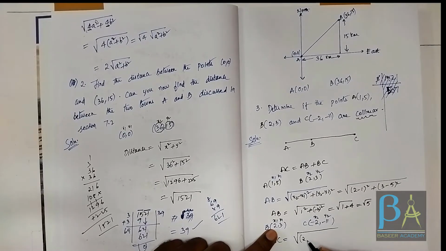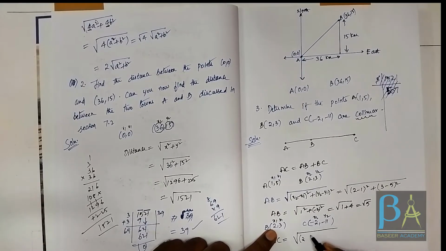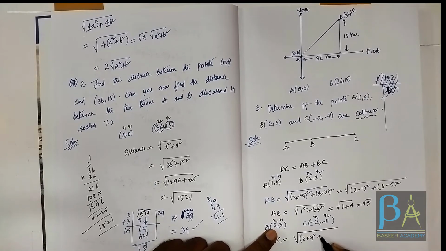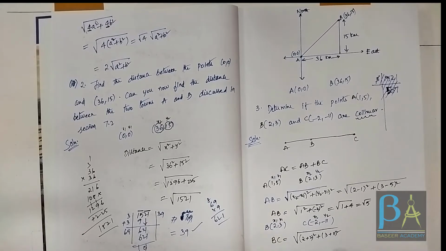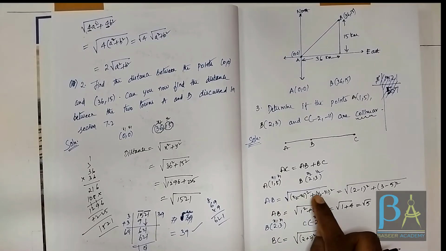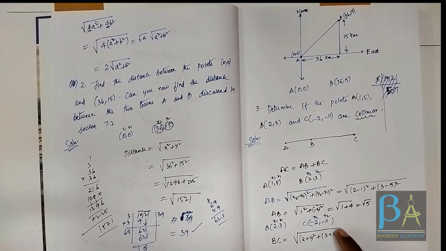Now this is 2 here, minus minus 2, that becomes plus 2, whole square. This is 3 here, minus of minus 11, that gives us plus 11. So this is what I did. Instead of using x2 minus x1, I used x1 minus x2. We can do that, right? 2 minus of minus 2, minus of minus becomes plus. 3 minus of minus 11, minus of minus becomes plus.